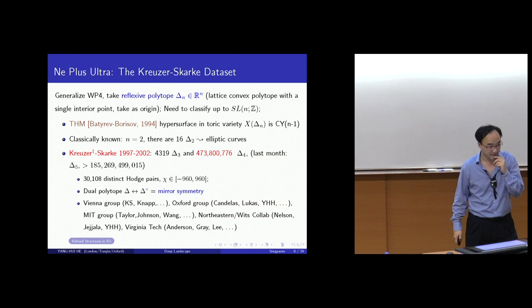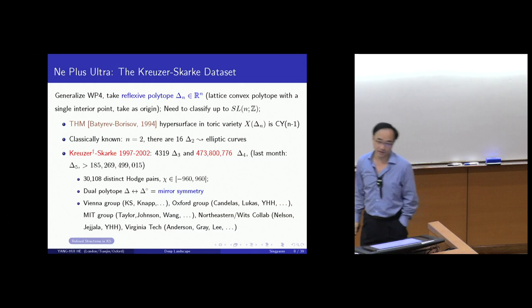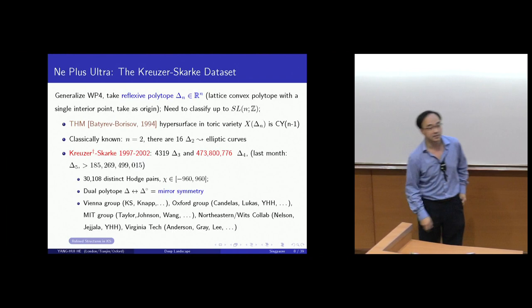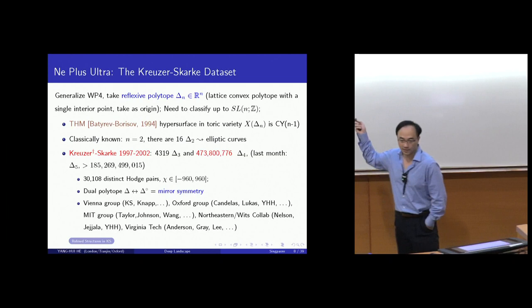Last month, what's the next one? Just for fun, what's the next number in the sequence? We don't know what it is, but they showed that it's at least 185 billion. Now we're properly in data science, right? Because by today's standards, these numbers are properly big data. And we're going to mine all of this, right? If we're serious about mining the string landscape, we have to try to do data science at sizes of this. All of this is downloadable.